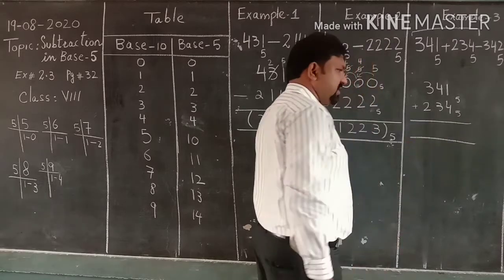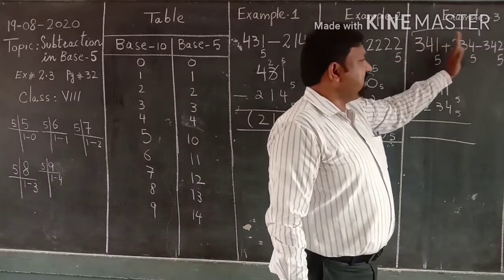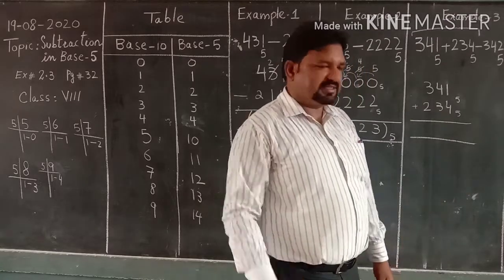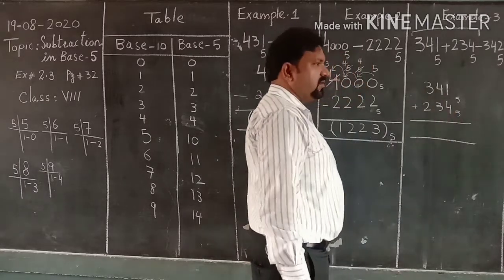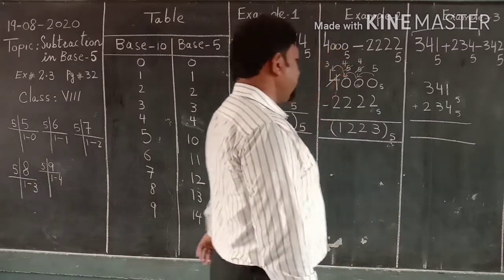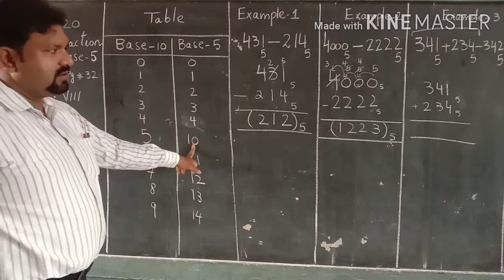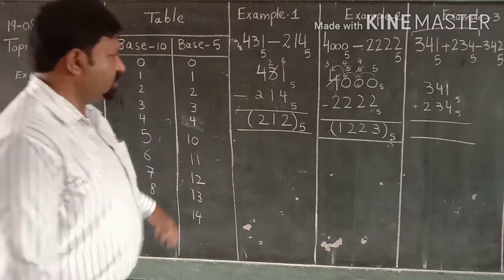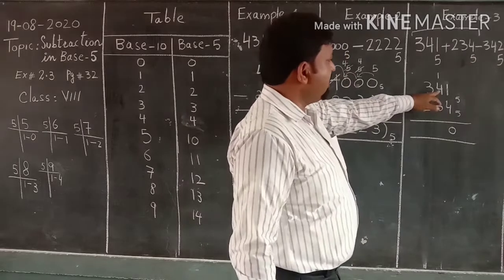using our vertical method. We write a positive sign there because we are adding these numbers. Addition in base 5 I have already explained in the previous lesson. When we add 4 and 1, that means 5, and according to the table, 5 means 10. So we will write 0 here and take a carry, and write the carry over here.